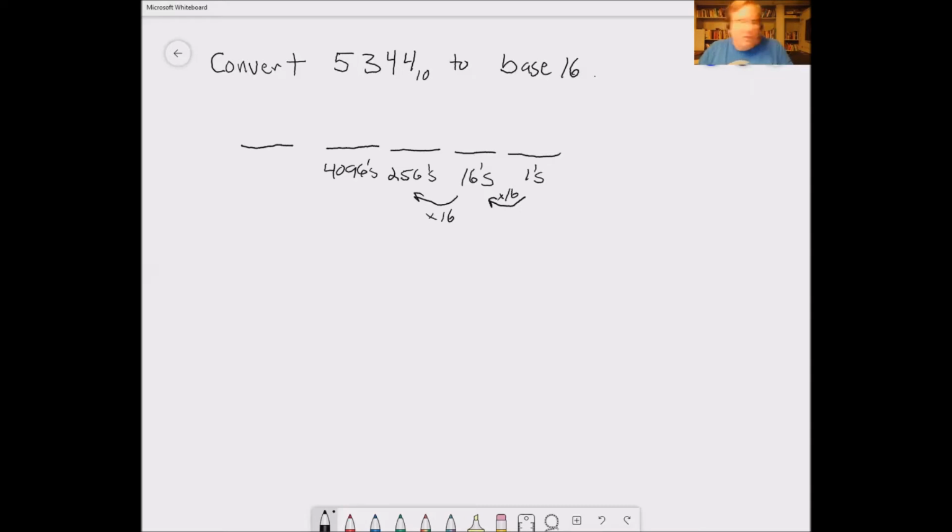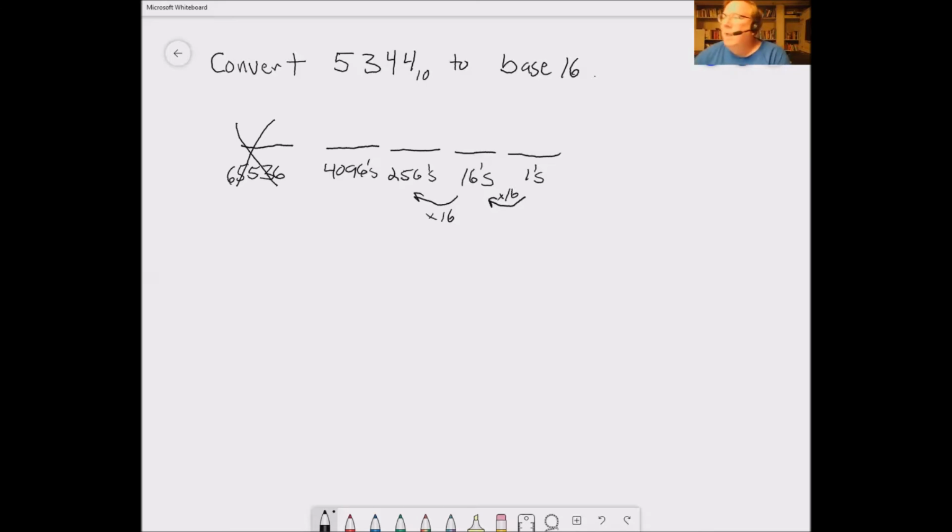So this is 65,536. The reason I know I'm not going to need it is because that is way bigger than 5,344. There's none of that group size that I can take out of there. So the way you do it is you go till you find the slot that you are not going to need. And I'm going to start with this one right here.